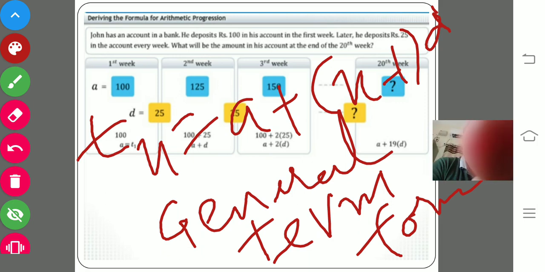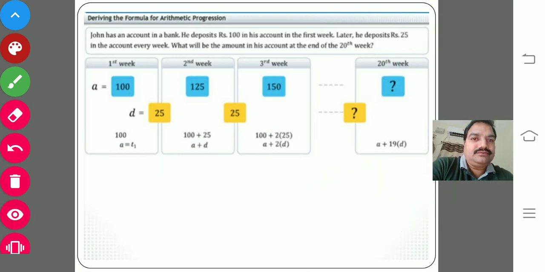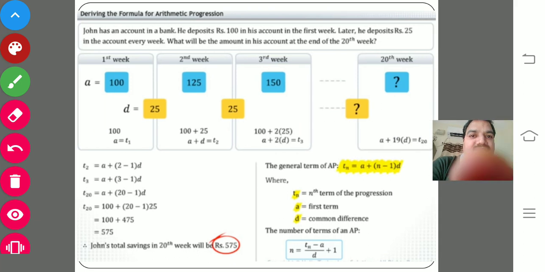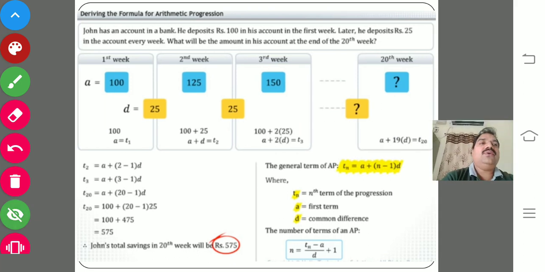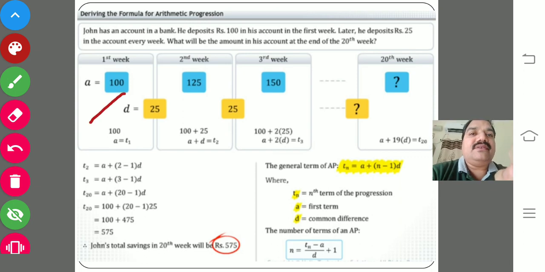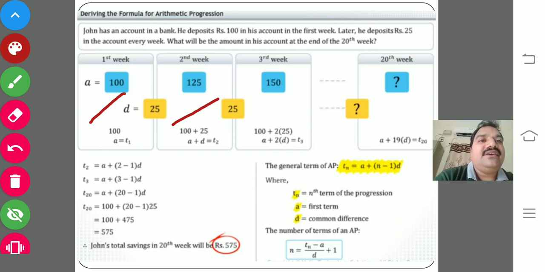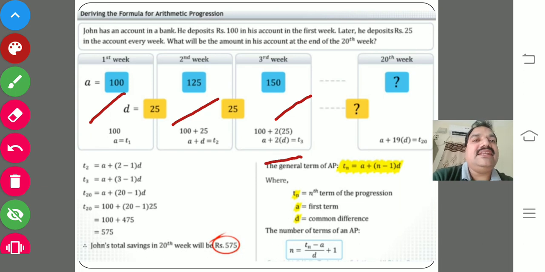Children? Yes, you just observe here. How did I explain in the previous slide? It is given clearly. Here the first week A equal to T1. In the second week the D should be added to the first week, and the third week A plus D, again D will be added. It is given A plus 2D. Like that the procedure continues.